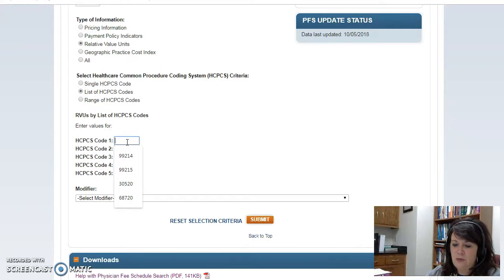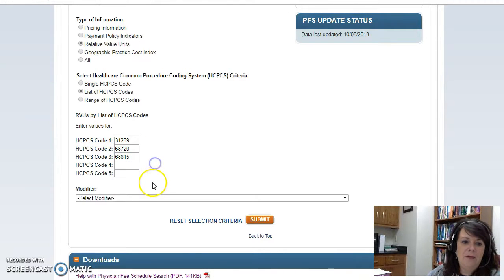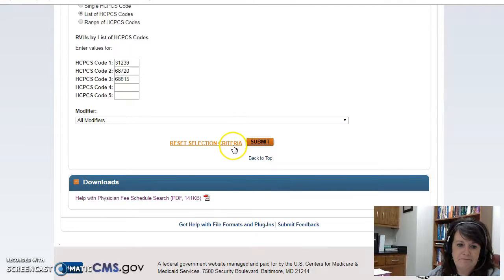And I'm going to do a listing of HCPCS codes or CPT codes. And I'm going to put these in. I'm going to put in 31239. The next one is 68720. And then the third one is 68815. So I would put these in, and I can say all modifiers and click submit.